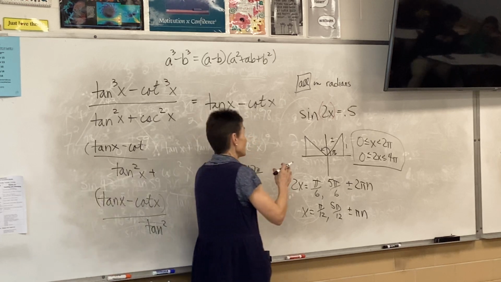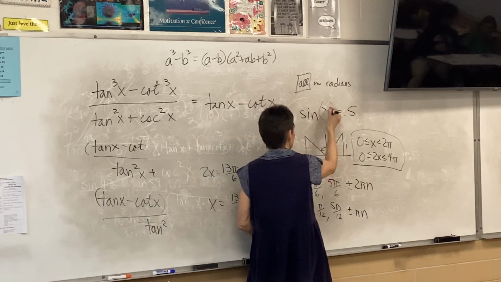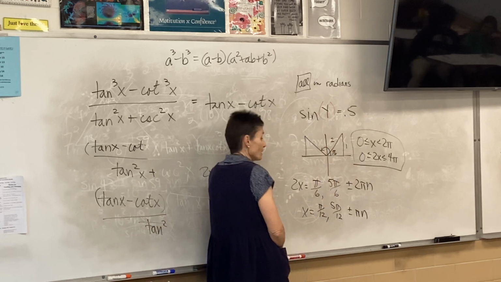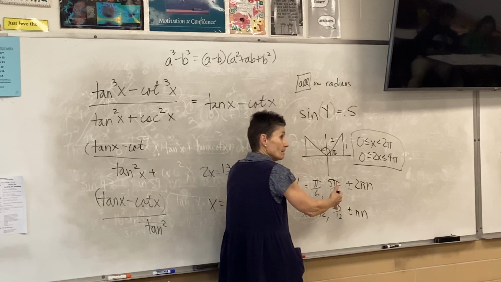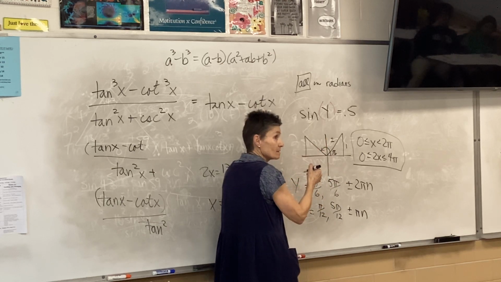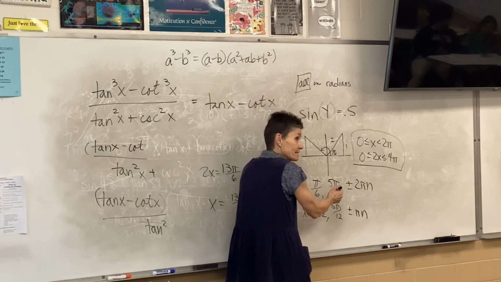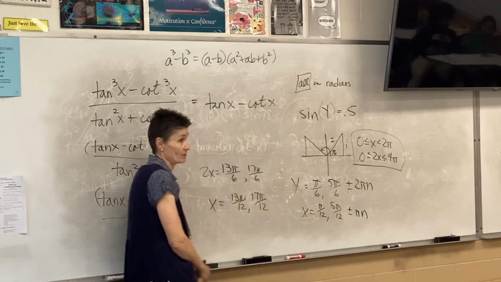So you think of this as a different variable. Think of this as y. So y is these, but y is 2x. So 2x is these numbers. So x is half of those.